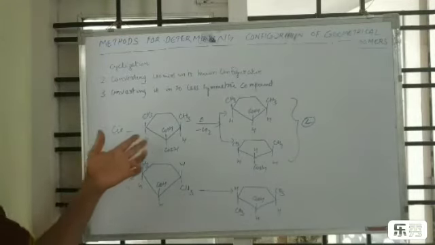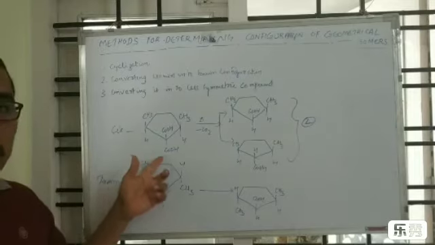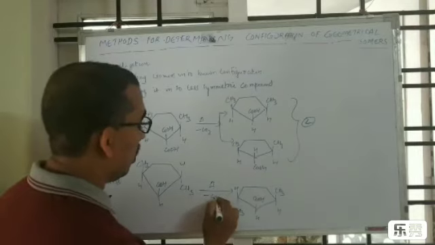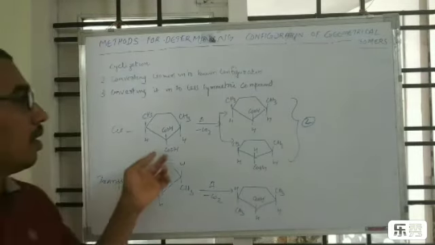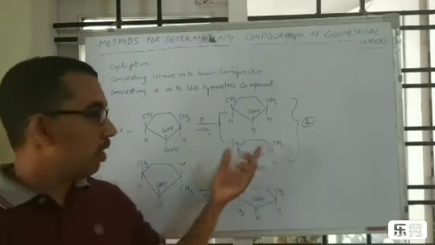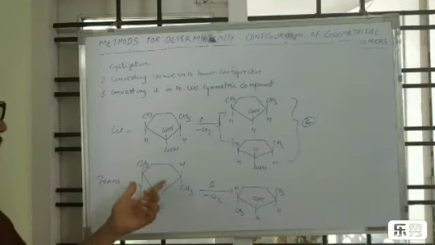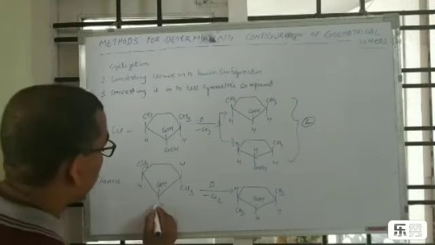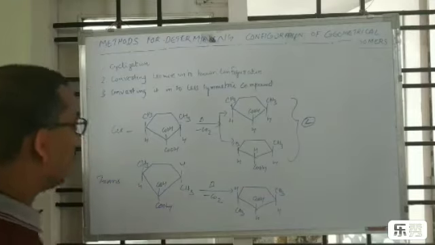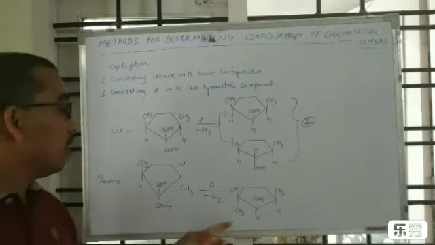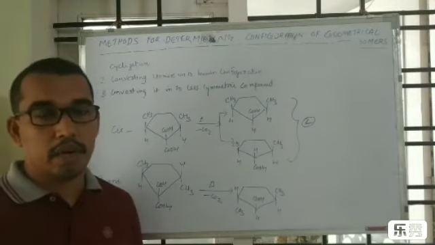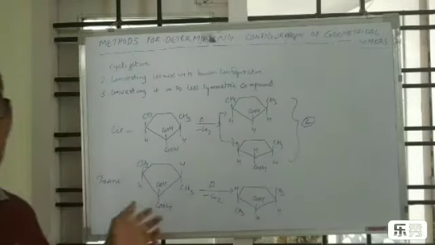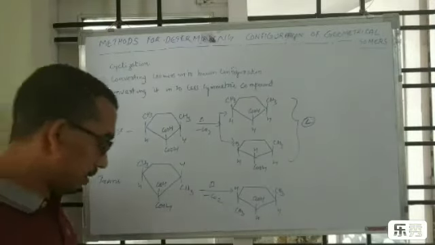For example, 2,5-dimethyl cyclopentane 1,1-dicarboxylic acid. On decarboxylation, if it's cis isomer, two geometrical isomers are produced. In the case of trans isomer, it will produce only one isomer. With this, we can determine the configuration of some geometrical isomers. This is the third method.